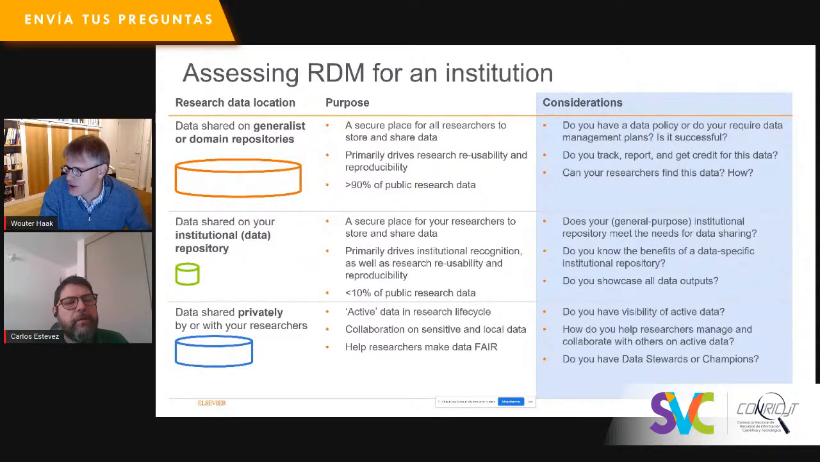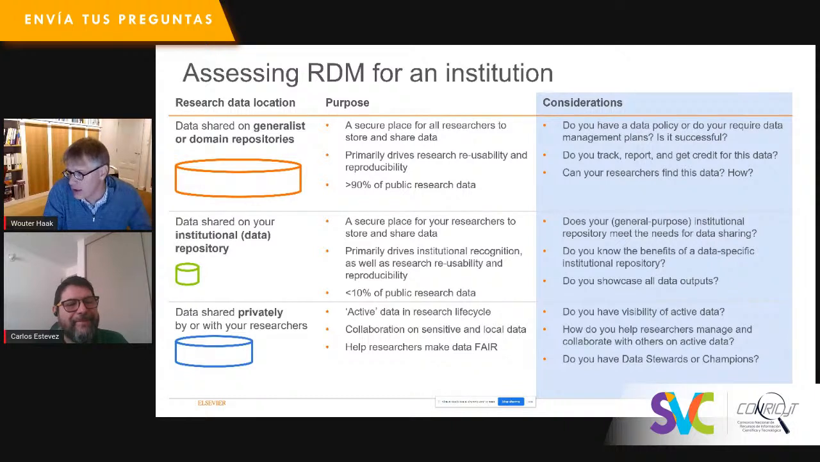Okay. Yeah, and I see another question. So each institution should have their own research data management policy? Well, actually, yes. So institutions should have their own data management policy. That does not need to be unique. They can just copy paste a good policy from another institution.